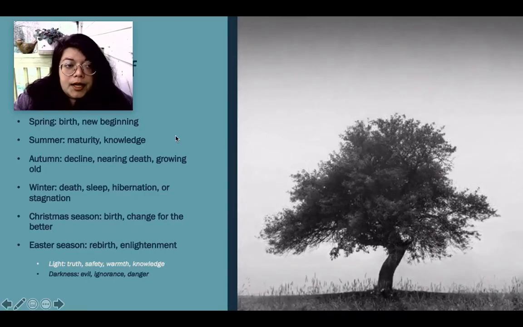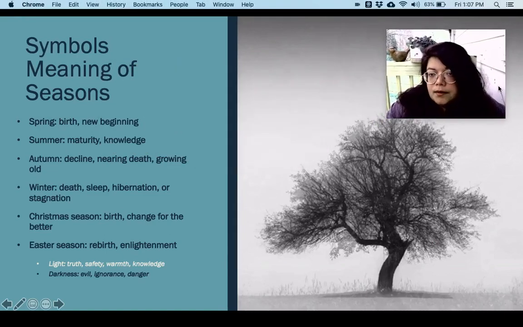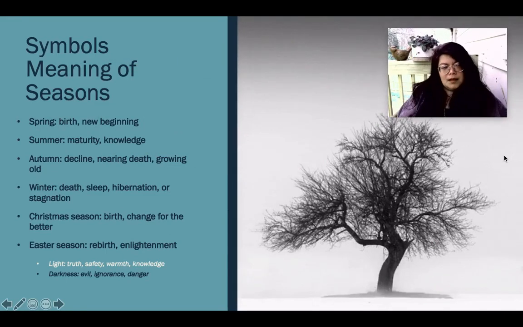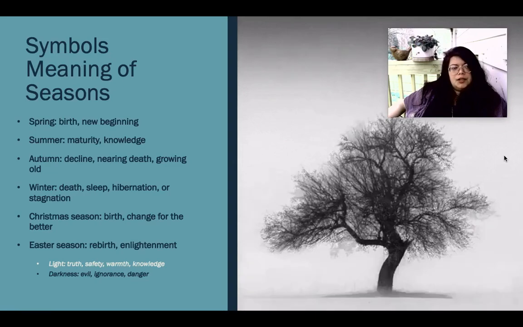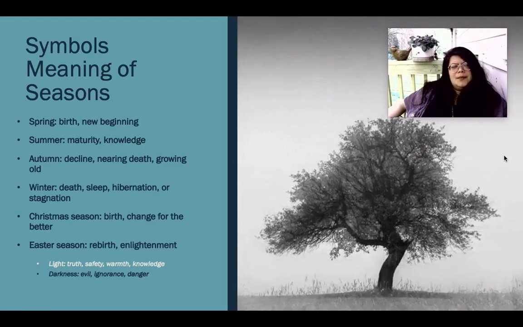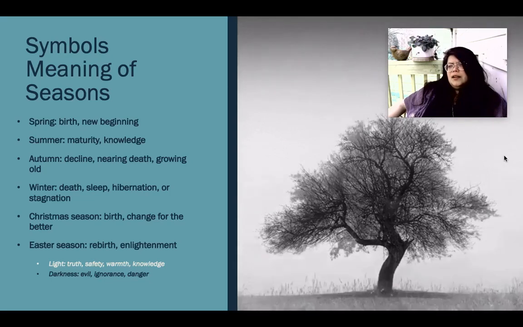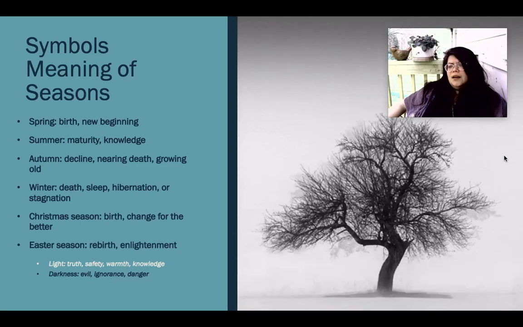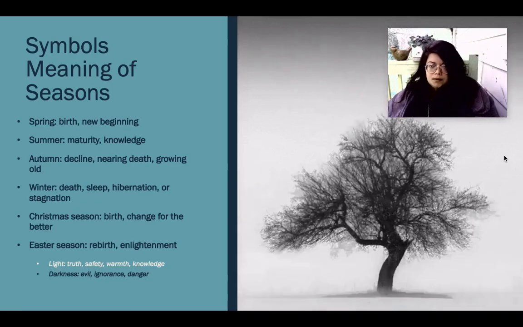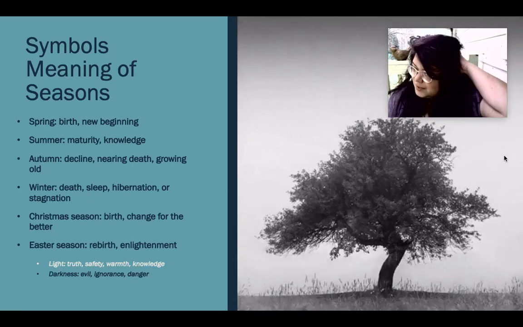We look at seasonal change, right? Seasons have symbolic meaning. Spring is birth, new life, regeneration, new beginning. Summer is maturity or knowledge. It's the point of life in which we're at our peak, right? Where we're not completely... We're not jaded yet, but we're not trusting as we once were, right? Again, that green is gold sort of sensation.